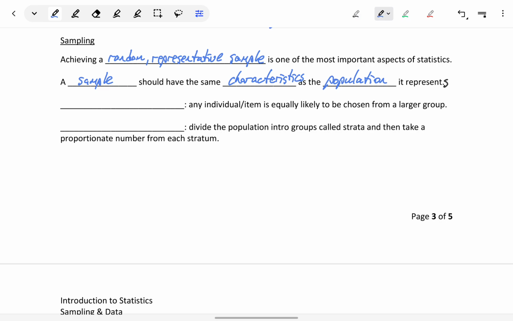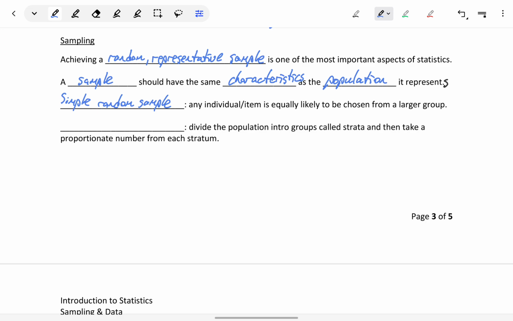So our sample should reflect the larger population. We're obviously looking at fewer people, fewer objects, but there should be similar characteristics between the two. The most basic kind of sampling is referred to as a simple random sample. This is where every individual, every item that we're trying to study, we randomly select from that group, and every individual, every item has an equally likely chance of being chosen.